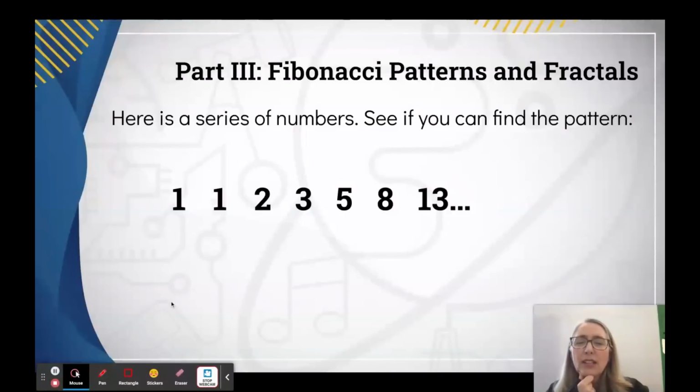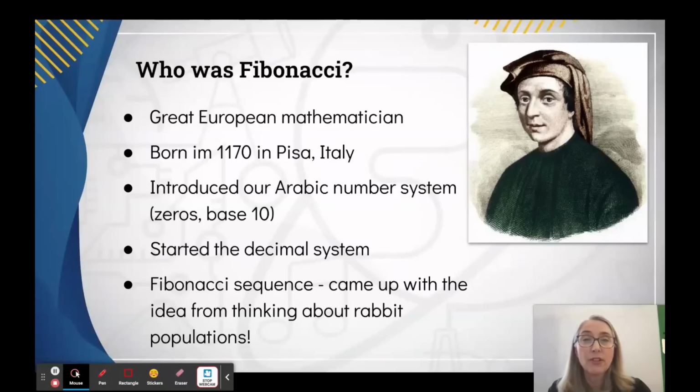So, if we're looking here, we have a 1 and a 1, 2, and then a 3, 5, and 8, a 13. How did this 1 and this 1 turn into 2? And this 2 then change to a 3, change to a 5, change to an 8, change to a 13. So this pattern was discovered by Fibonacci. All right. Who is Fibonacci?